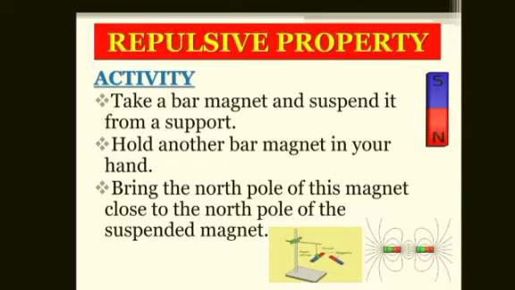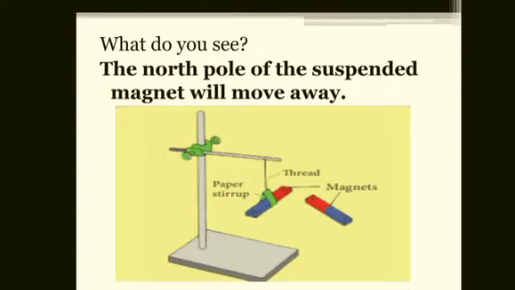We are taking a bar magnet and suspending it from a support, and we are holding another bar magnet in our hand. Now we are bringing the north pole of this magnet close to the north pole of the suspended magnet. So what happens? What do you see? The north pole of the suspended magnet will move away.